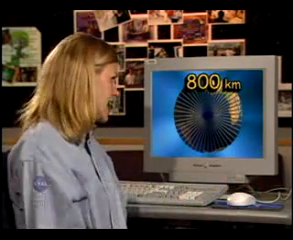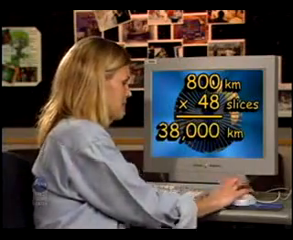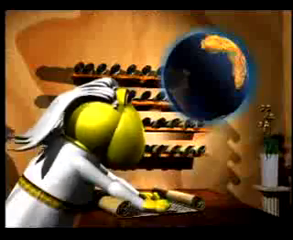Are you still with me? Okay, hang tight, we're almost there. Now, if you remember that the estimated distance between Alexandria and Syene is 800 kilometers, and you multiply that distance by the number of slices in the Earth, 48, what is the circumference of the Earth? Well, if you estimated that distance to be 38,000 kilometers, you're absolutely right.